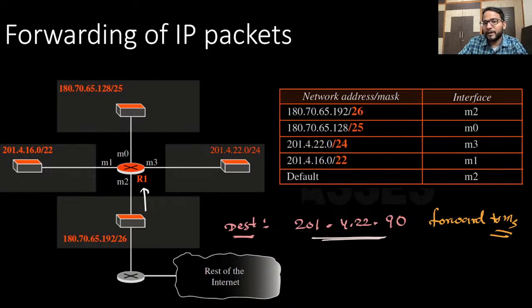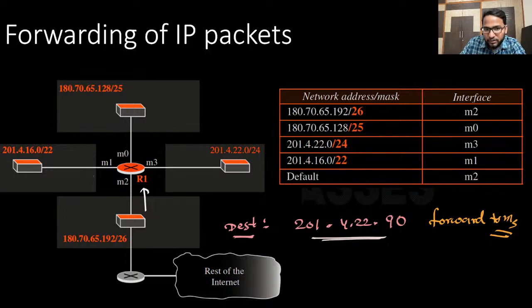If there are multiple matches, then how to do it? It might be possible that there are multiple matches. So let's just see, and that's the origin of supernetting basically. So let me first know if the forwarding of IP packets is clear to everyone.